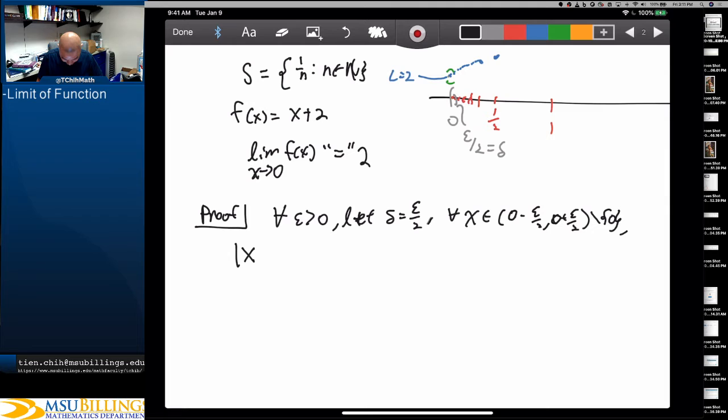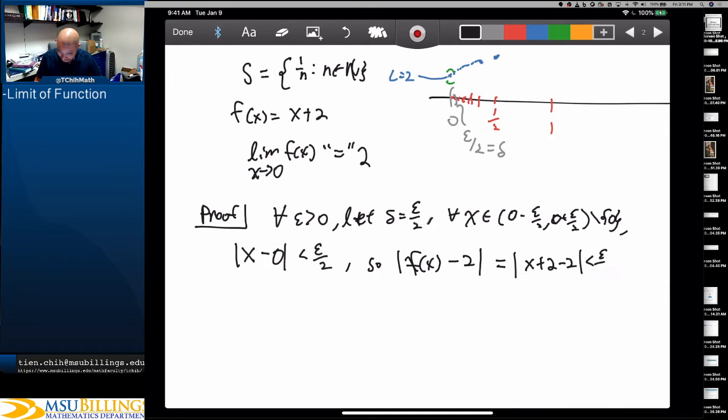Well, the difference between x and 0 is less than epsilon over 2, right? So the difference between f of x and 2, which is allegedly my L, well, f of x is x plus 2 minus 2, which is less than epsilon over 2, which is less than epsilon. So that shows that as I get closer and closer to 0, my outputs get closer and closer to 2. There really isn't too much to show in a concrete example like this.